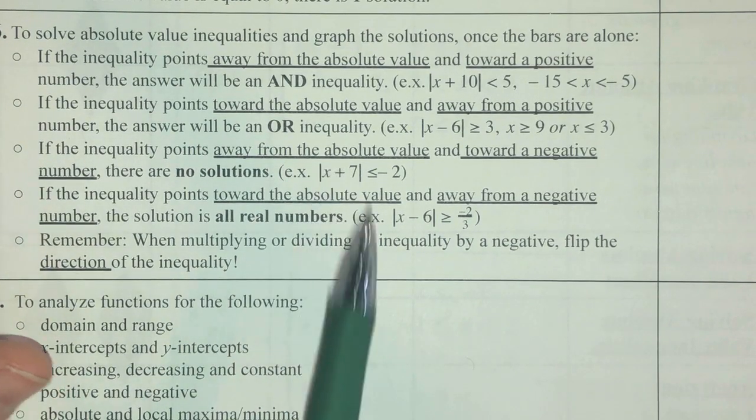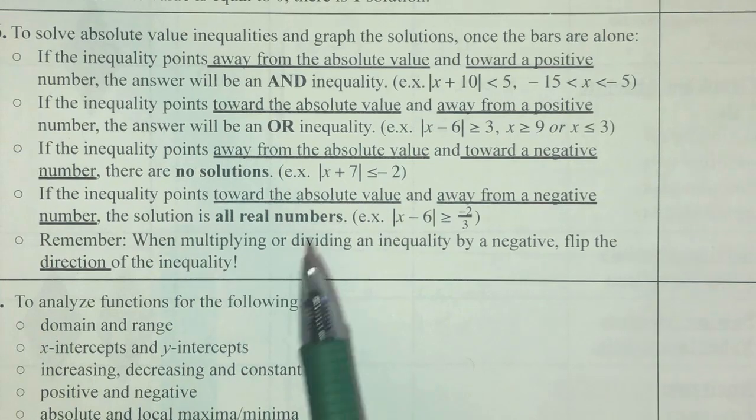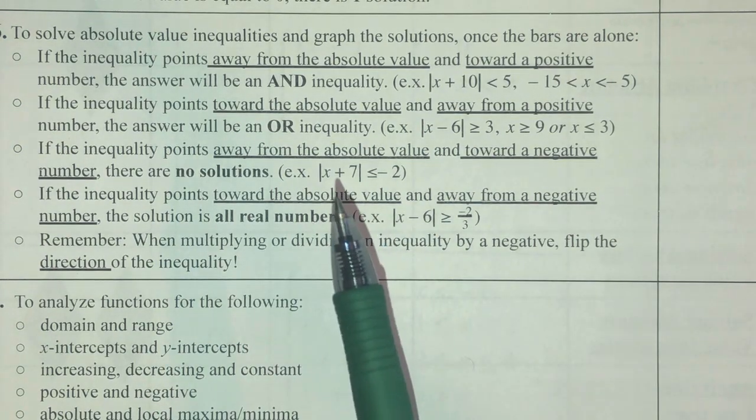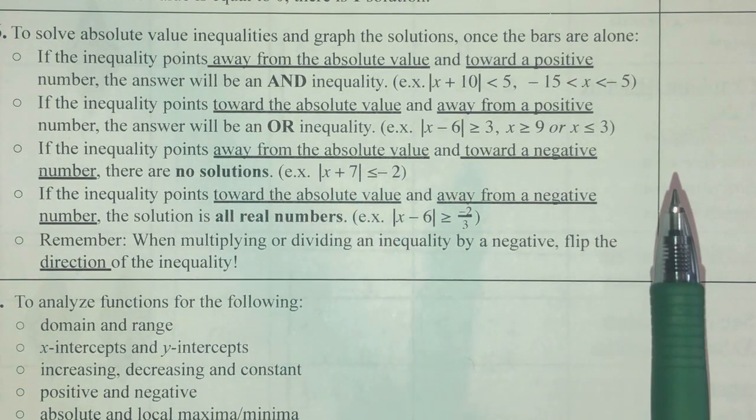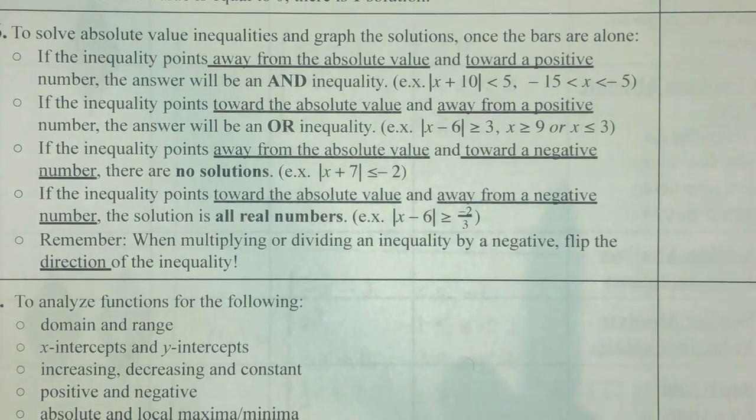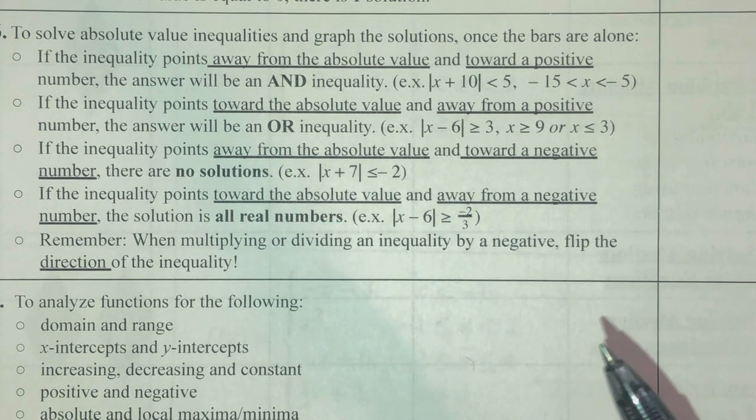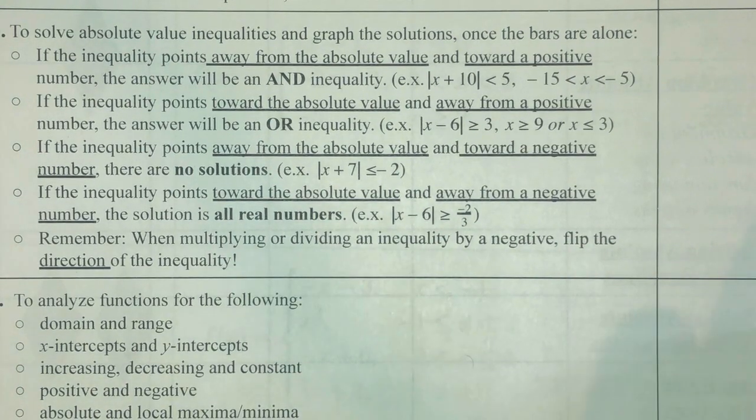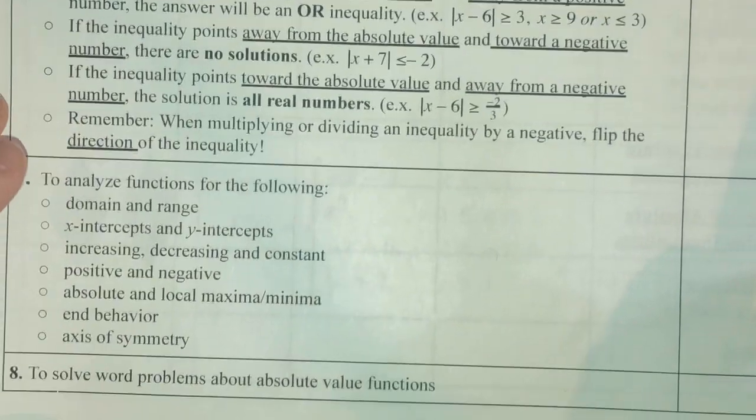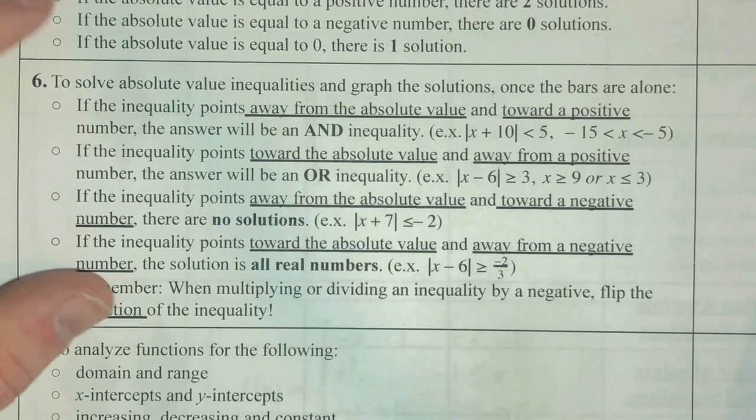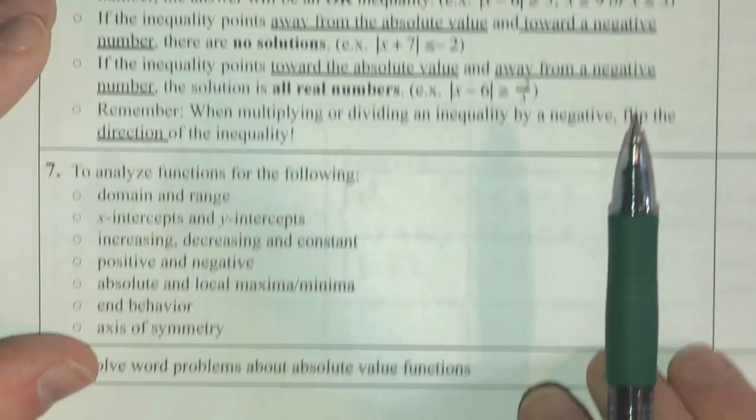The only thing that's kind of funky is when it's greater than or equal to 0. If it's greater than or equal to 0, again, that's all real numbers because all absolute values are greater than or equal to 0. If it's less than or equal to 0, technically, there's only one solution. So that's something that might be interesting to look at. And again, I encourage you to check out my video on this.